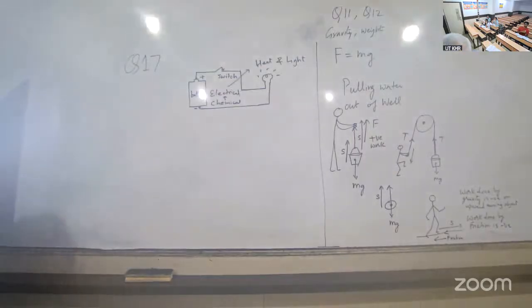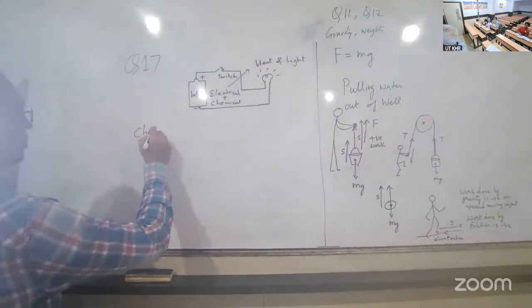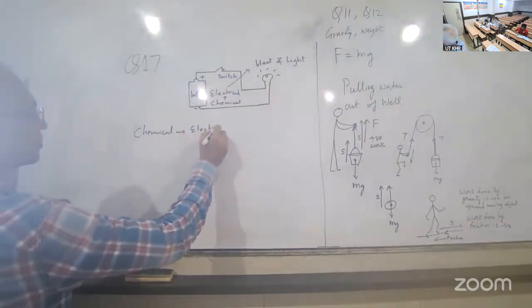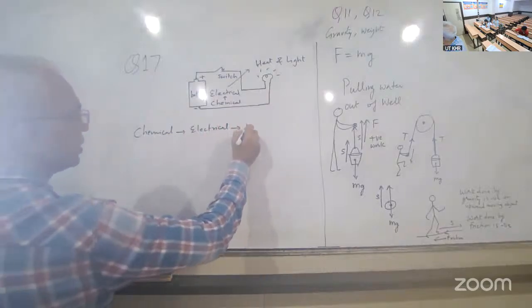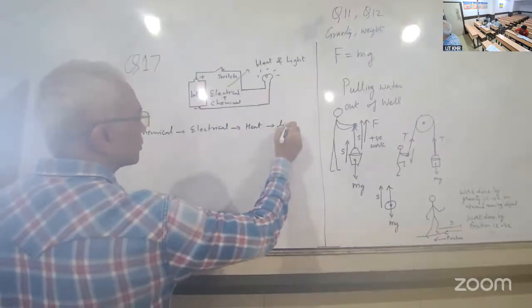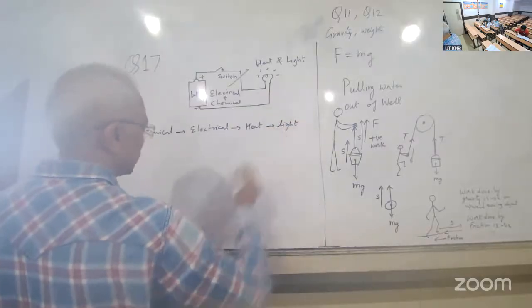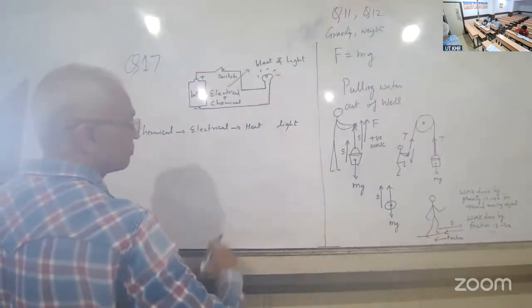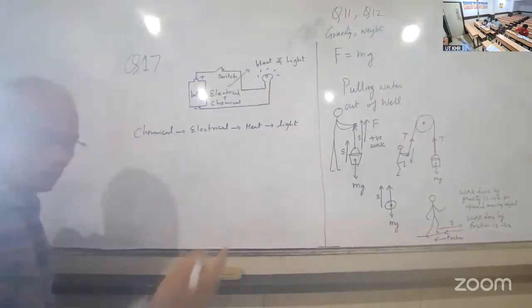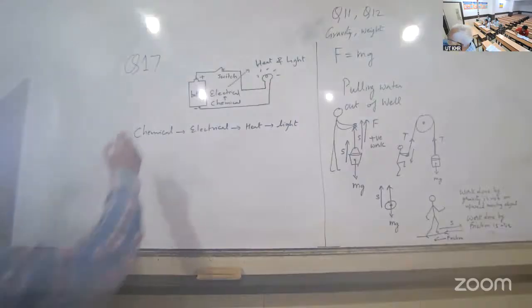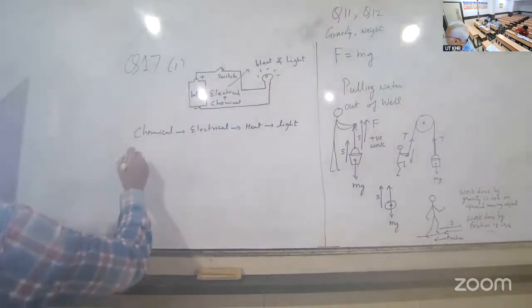So you can write chemical to electrical to heat and light. And this will exist simultaneously. All of these things are happening simultaneously. Okay. So this is the first part of the question. What is the second part?